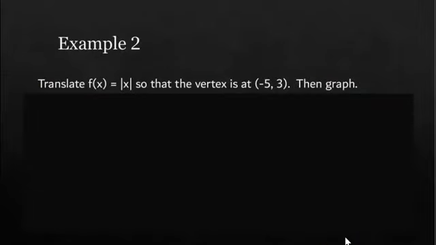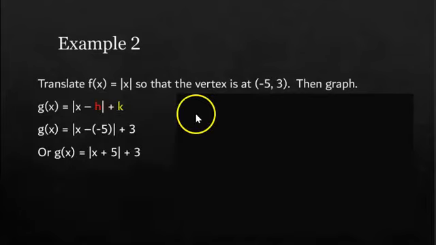In example 2, we're asked to translate the parent function so that the vertex is at the point -5, 3. And again, I do recommend that you pause this video and try it on your own first. To write my function, what I would do is take this -5 and put it in here where the h would be. So it's x minus -5. And then I just simplified that to be a +5. And then I would take this k value and put it at the end here. So I just did +3 at the end. So that's all I need to do in order to get my new function.